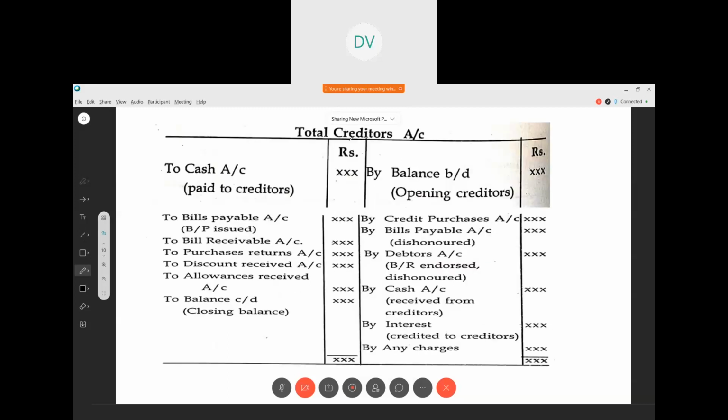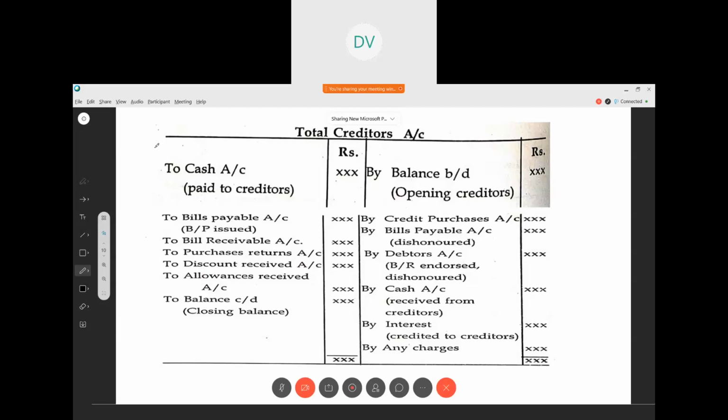Total creditors account. Same thing. Creditors always show the credit balance. Opening creditors, credit purchases. When we are purchasing more and more from the creditor without paying the cash, we have to pay them more. So the total creditors amount will increase. Bills receivable endorsed but dishonored. Okay, when it gets dishonored, again we have to pay them. Whenever they are charging us interest, again we have to pay them. So it will be more.